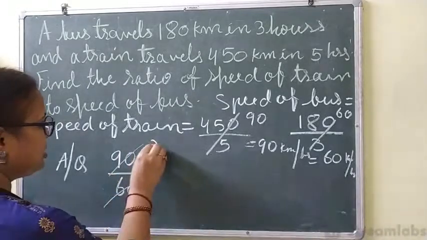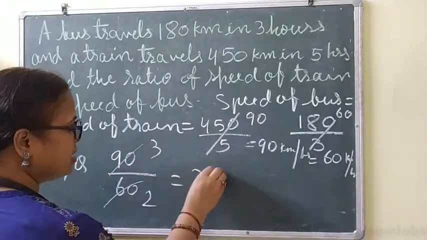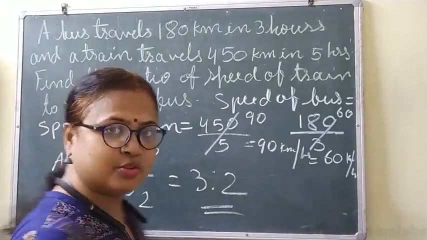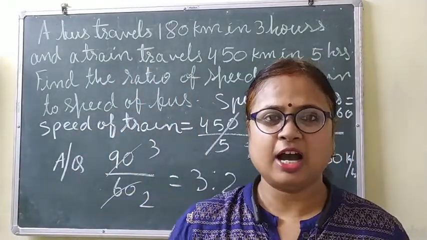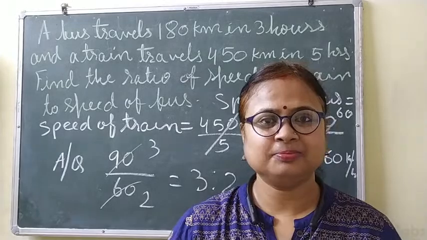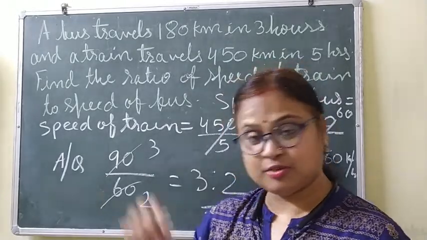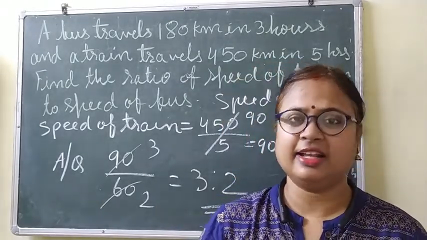So here we can now find the ratio. 3 3s are 9, 3 2s are 6, so the answer will be 3 is to 2. Clear to all of you? I hope you all have also got the same answer. Very nice. Thank you very much. So now let's do the next question.